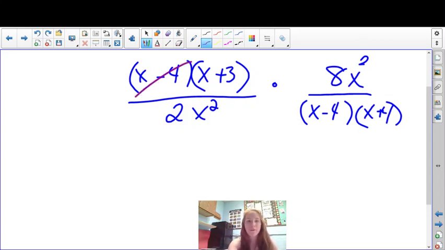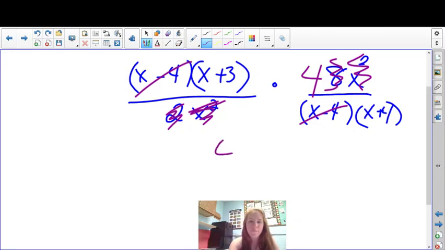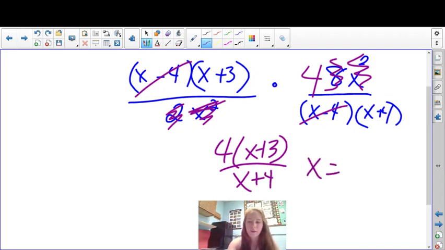Okay, I have a factor of x minus 4. I have an x squared and an x squared, and then I can take 8 divided by 2, which leaves me with 4. So I have 4 times x plus 3 over x plus 4. X cannot be equal to 0 causes here, 4 here, and negative 4 here.